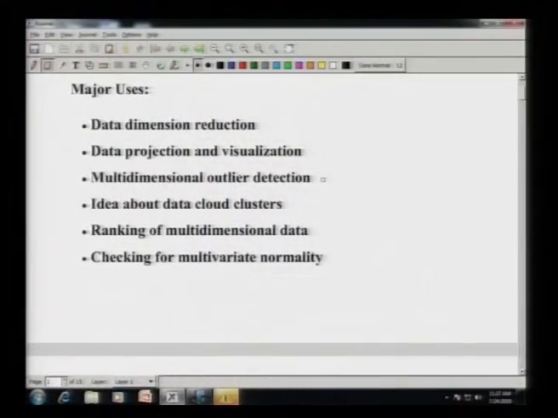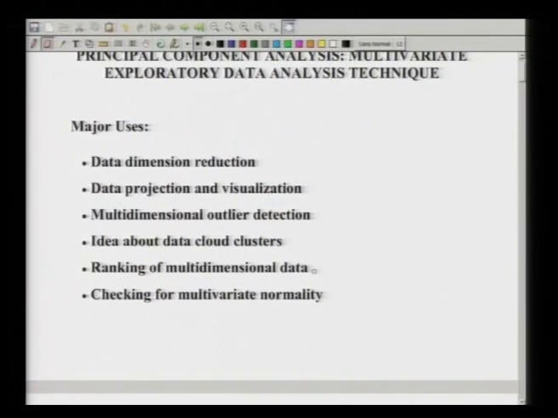Now, once we project the multivariate data in the 2-dimensional or 3-dimensional plane, it serves some other purposes. We can see whether there is any outlier present in the data, hence we have multidimensional outlier detection. We have an idea about the data cloud clusters, that is the grouping of the data, right. Some of them will form one group, some others will form another group in this way. And we can also do ranking of multidimensional data. On the basis of the first principal component, we have the ranking of multidimensional data.